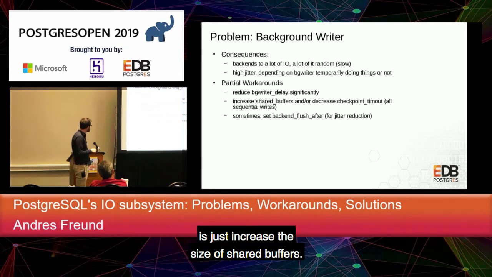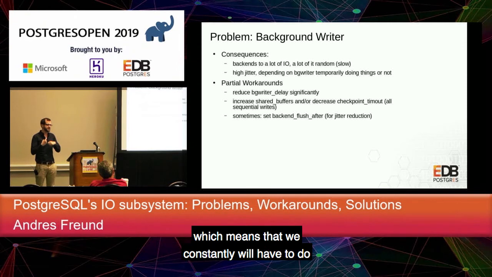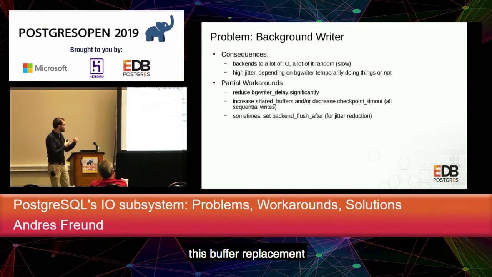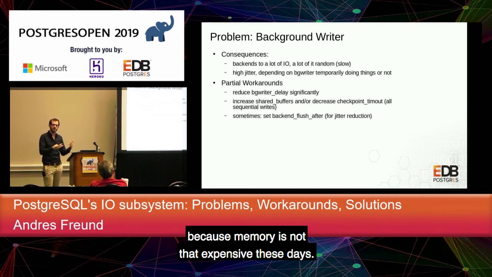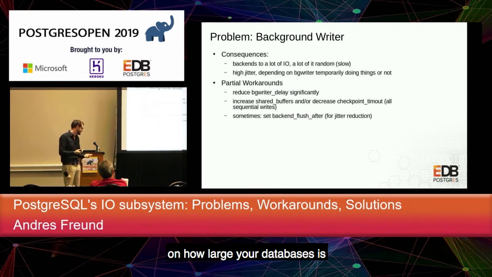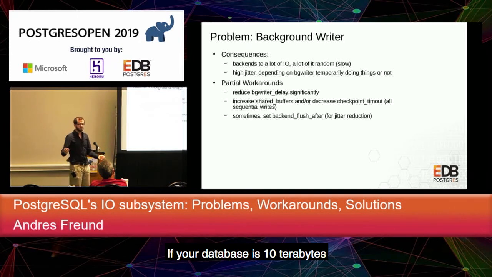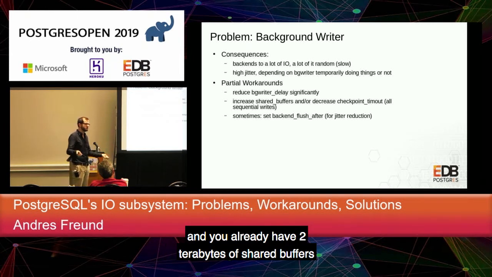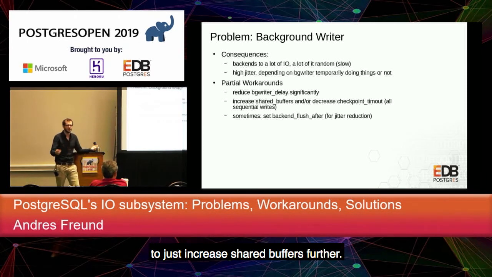The other thing that you can do is to just increase the size of shared buffers. By default, the size of shared buffers is fairly small, which means that we constantly will have to do this buffer replacement, but you might be able to set it to a lot larger because memory is not that expensive these days. It obviously depends a lot on how large your database is and how much memory you have available. If your database is 10 terabytes and you already have 2 terabytes of shared buffers, then obviously it's not really feasible to just increase shared buffers further.